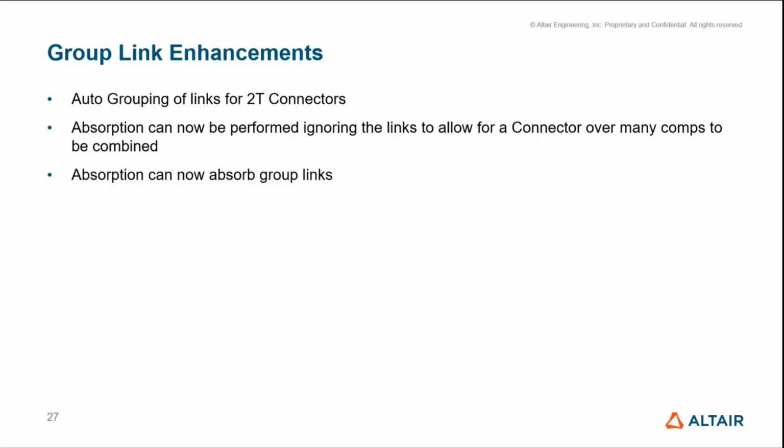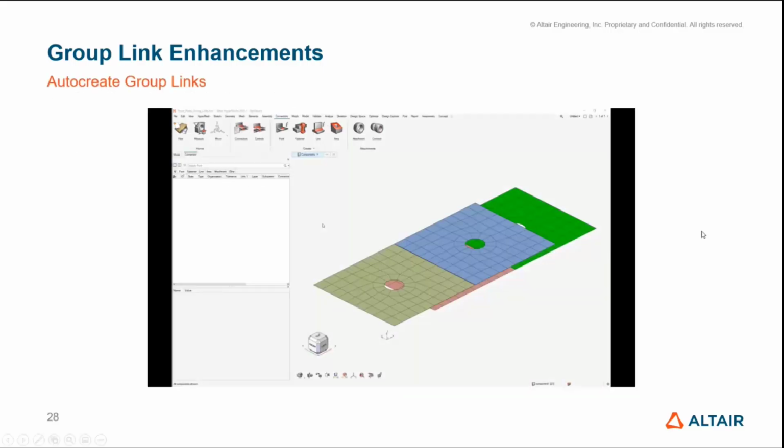And we can now absorb group links. So if your realization is connecting to 2 separate parts as a part of one link, we can now absorb that as a group link. Historically, that wasn't possible.